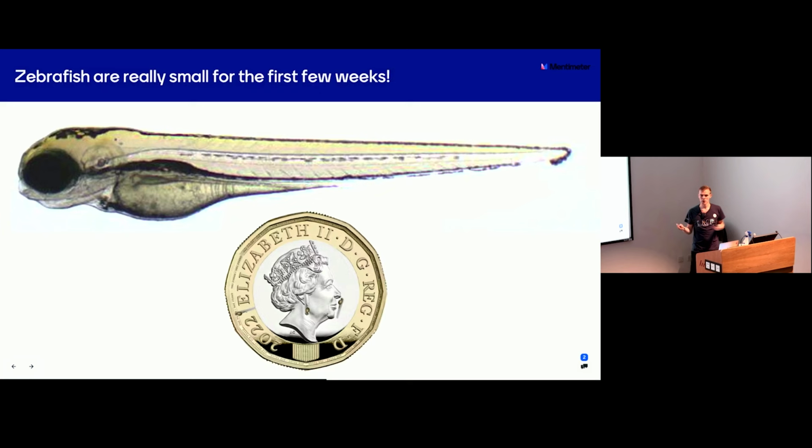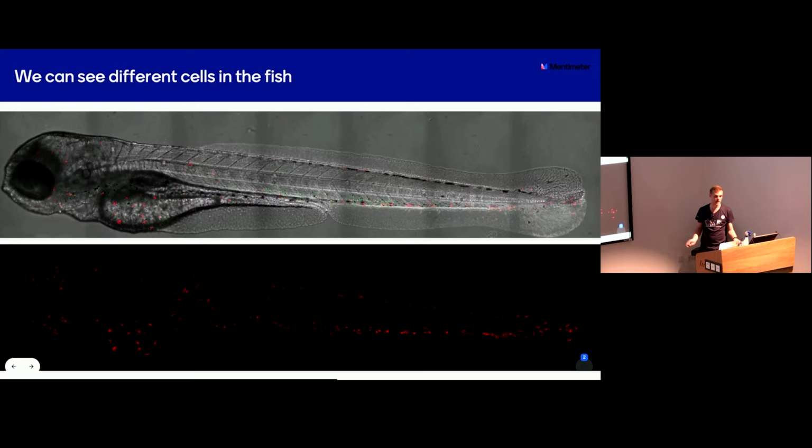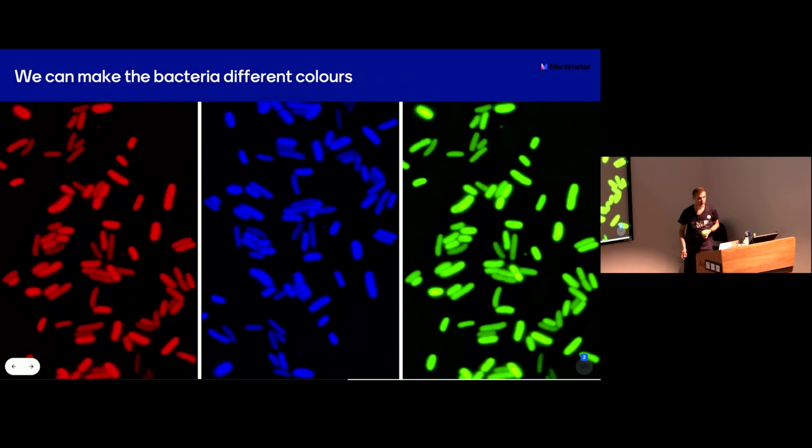So the thing that we can do is look at them under a microscope while they're still alive and watch infection happen in real time, which is really, really cool and tells us a lot about this disease. And we can make the cells in the fish different colors. So in this picture, Mac is red. And then we can make the bacteria different colors. So we can make them red or green or blue or a couple others.